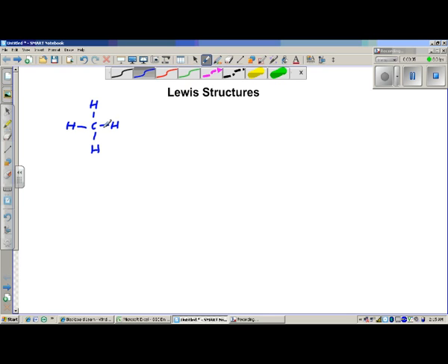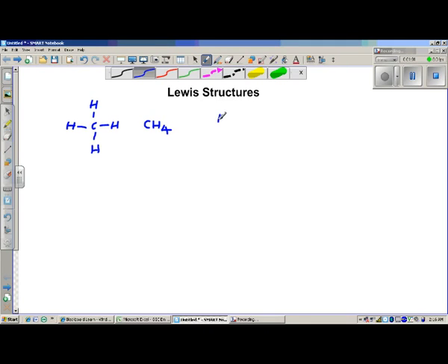Central atom carbon with one bond to each of four hydrogens, and its molecular formula is CH4. So the idea is, given a formula, we want to be able to figure out the Lewis structure, which really shows how the electrons connect each atom together, what the Lewis structure for a given molecule is. Now you can see for CH4, there's really not many options you have.